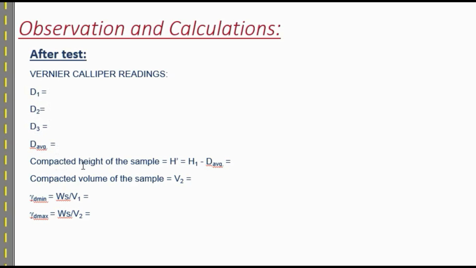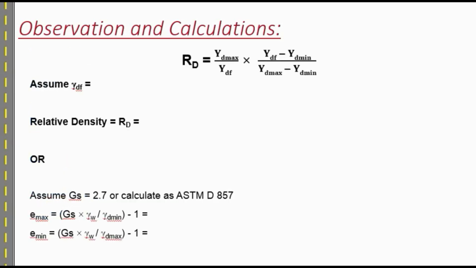Then we will calculate the compacted height of the sample. H dash is equal to H1 minus D average. Compacted volume of the sample V2 is equal to area of the mold multiplied by H dash, that is compacted volume. On this basis we can find out the gamma D minimum and gamma D maximum. Using this formula we have to calculate RD as discussed earlier, the relative density.